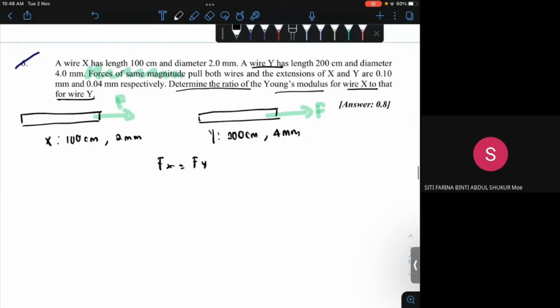Okay. Dan this force gives a different extension to those wire. Untuk wire X, dia extend sebanyak 0.1 mm. Untuk wire Y, dia extend sebanyak 0.04 mm. Kita cari ratio of Young modulus X to Y. So Young modulus, tapi dia minta ratio. So maksudnya ratio of Y X over Y Y. Okay, this is what we are looking for.